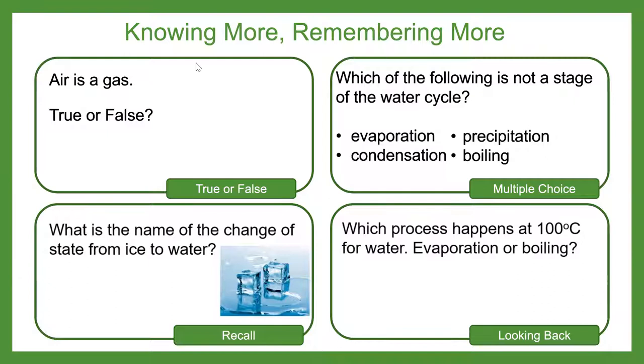So our first question: air is a gas, true or false? Pause the video and answer that question. Question two: which of the following is not a stage of the water cycle? Is it evaporation, condensation, precipitation, or boiling? Pause the video and answer that question.